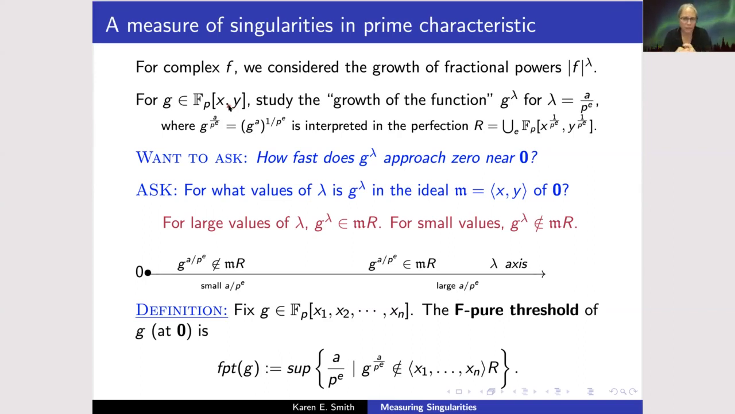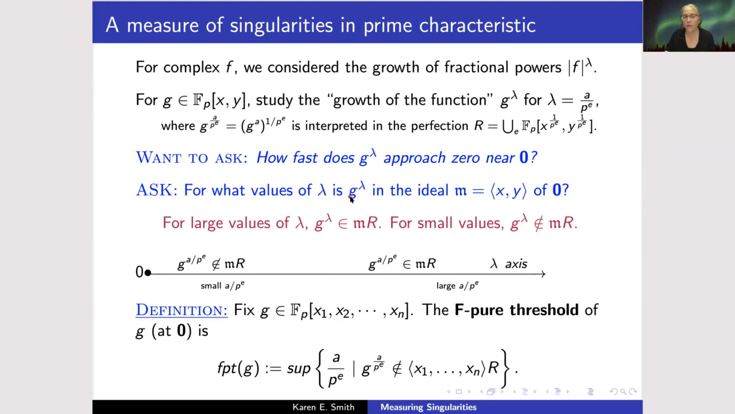And we can only do that when lambda is a over p to the e. So we interpret g raised to the a over p to the e as an element in this perfection ring. And we want to ask how fast g to the lambda approaches zero near zero. It doesn't make sense because we don't have real analysis to talk about something like that. But the next best thing we can ask is for what values of lambda is g to the lambda in the ideal of functions that vanish at zero.